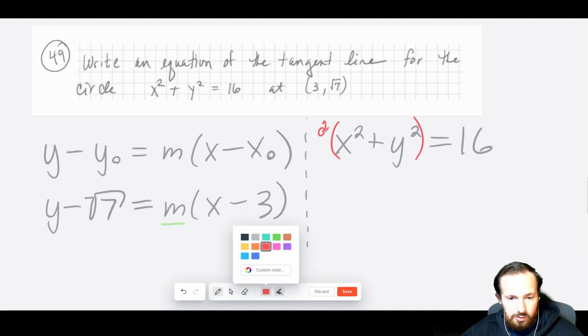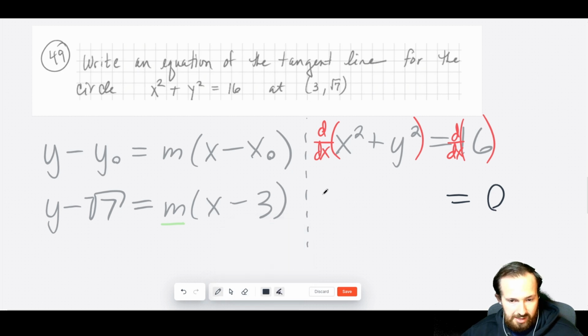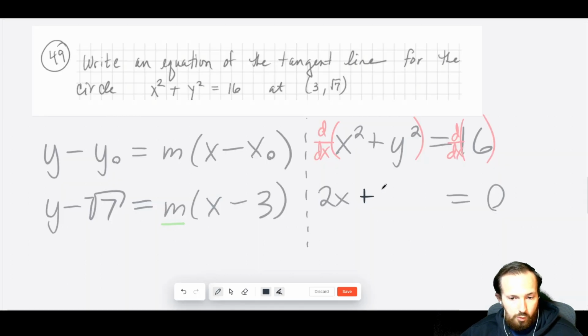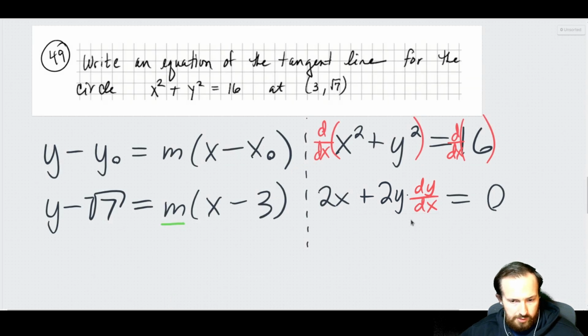So we'll take the derivative with respect to x of the left, and we'll take the derivative with respect to x of the right. The derivative of a constant on the right is 0. The derivative of x squared with respect to x is 2x. And again, I won't explain exactly the rules for implicit differentiation. We're covering that in another video. I'm just going to work through it here. So the derivative of y squared is going to be 2y times dy/dx. And then effectively, we want to solve for dy/dx.